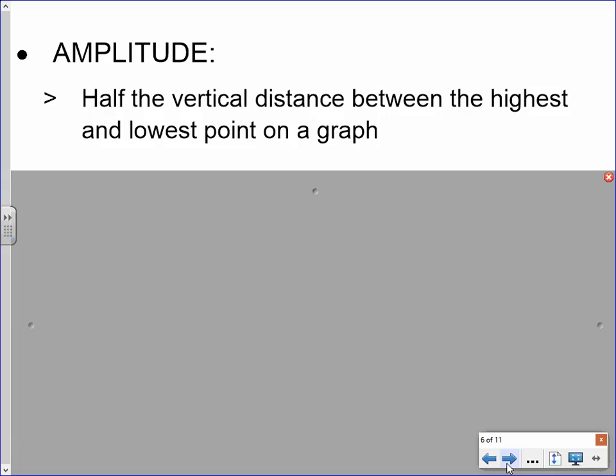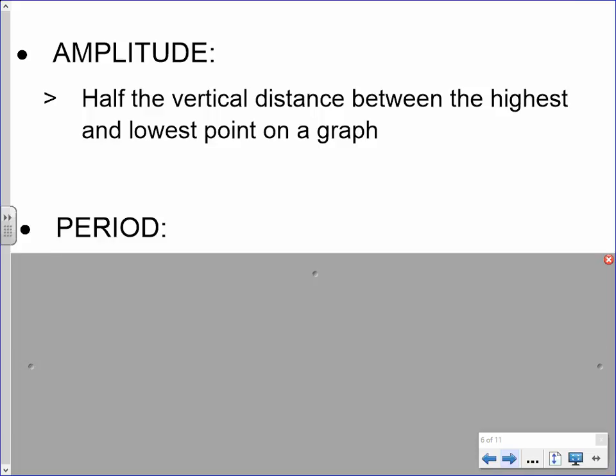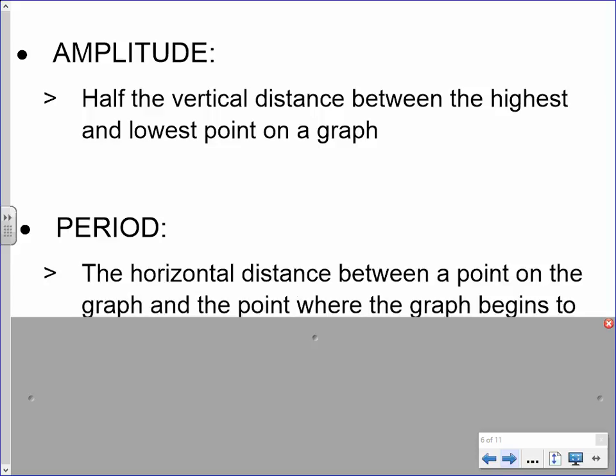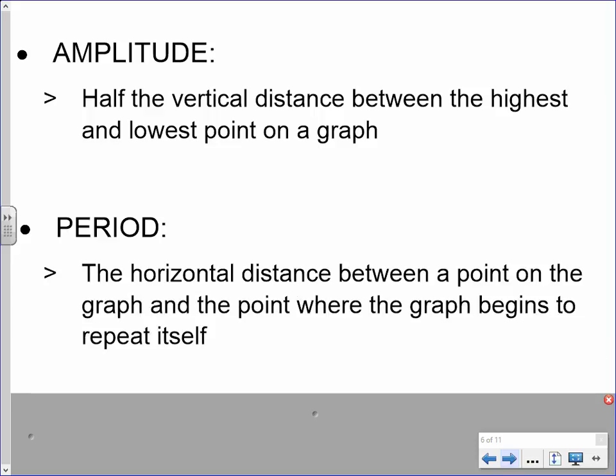Now, we also have the period of the function. So amplitude is measuring our wave height. Period is going to measure the length. These waves repeat over and over and over again. So the period is the length of a unique piece. It's the horizontal distance from a point on the graph to a point on the graph where it begins to repeat itself.